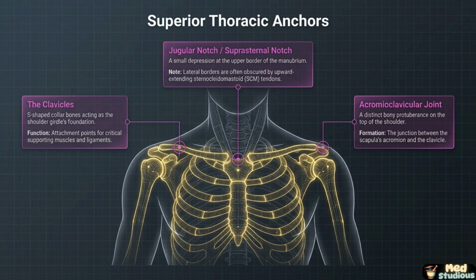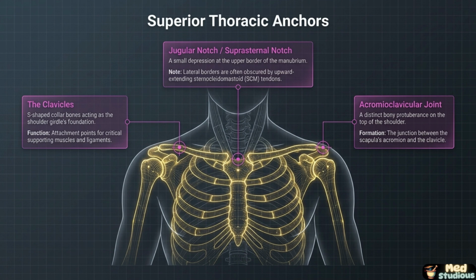Lateral to it, the clavicles sweep outward in their characteristic S-shaped curve, acting as the skeletal foundation of the shoulder girdle and serving as attachment points for critical muscles and ligaments. At the far lateral end of each clavicle, where it meets the acromion of the scapula, lies the acromioclavicular joint, a distinct bony protuberance on the top of the shoulder that is easily palpated and frequently injured in contact sports and falls. Together, these 3 landmarks, the jugular notch, clavicles, and AC joints, form the complete superior boundary of the thoracic cage.